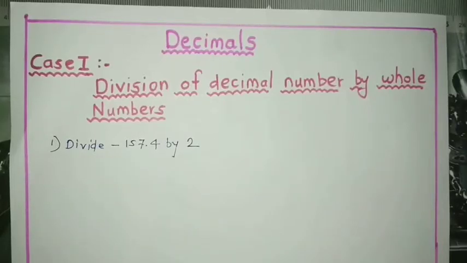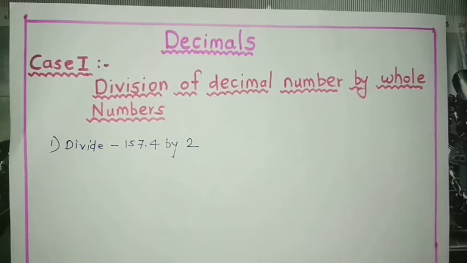Students, in this session we will study division of decimal numbers. In division of decimal numbers, the first case is division of a decimal number by a whole number. We have to divide the decimal number by a whole number. First we solve some questions of this type.